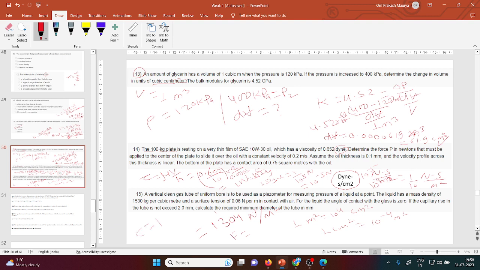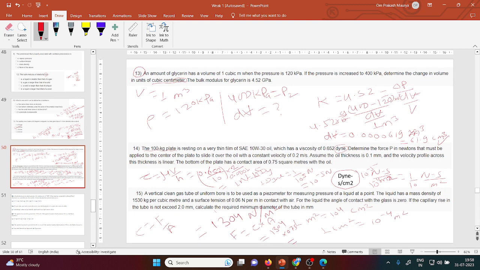For force, shear stress is equal to force by area. For force, you need to multiply the shear stress into area. So that is 1304 into 0.75. When you multiply it, you get 978 Newton.